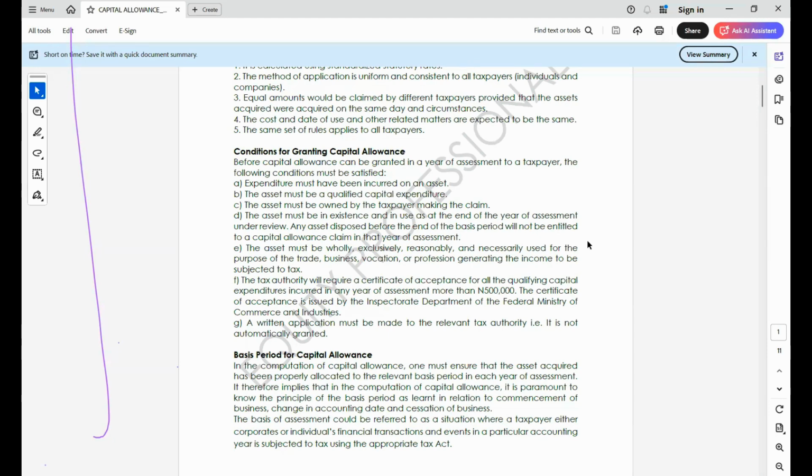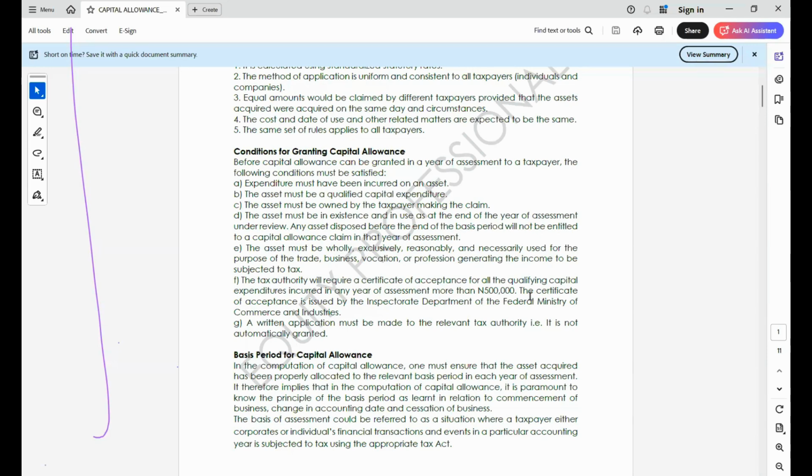Include those assets as part of assets you have already acquired. So with that, the tax authority has knowledge of the asset. Then the tax authority will require what is called a certificate of acceptance for all qualifying capital expenditure in any year more than 500,000.